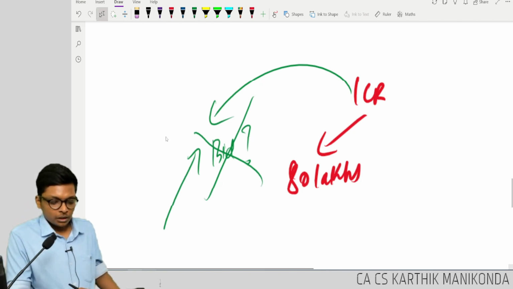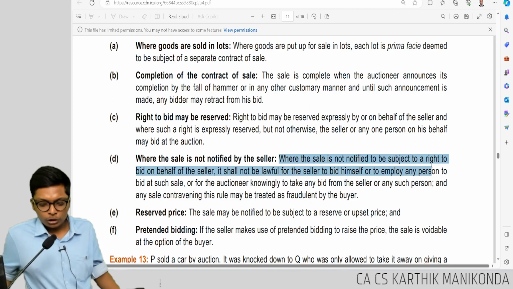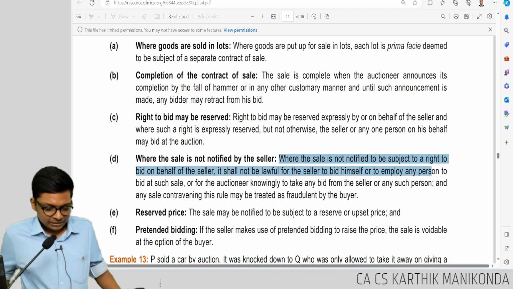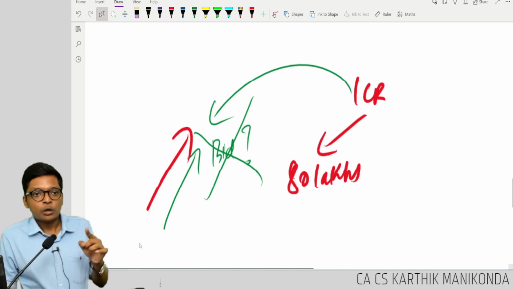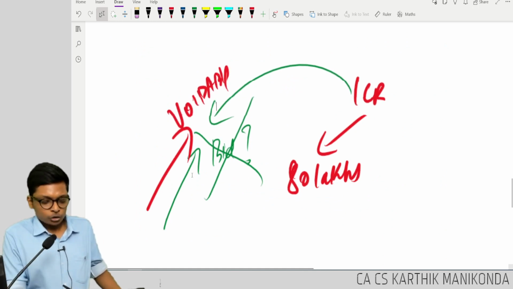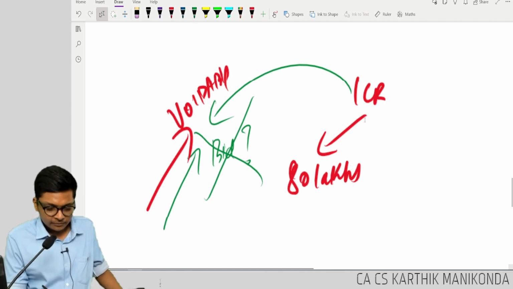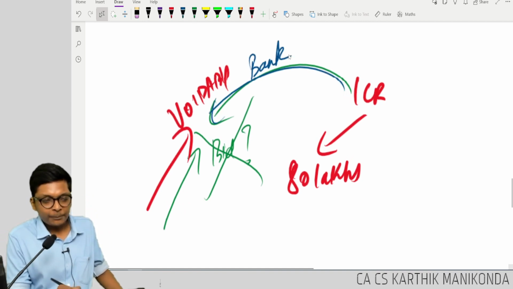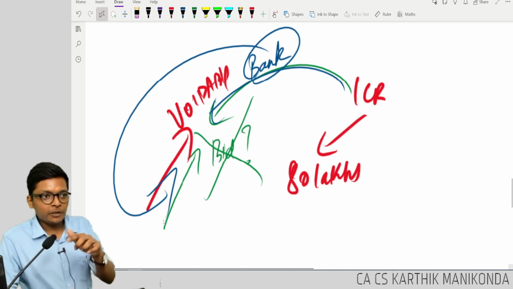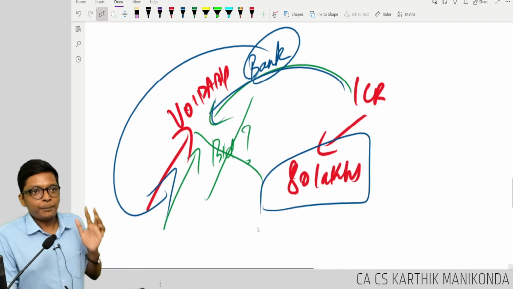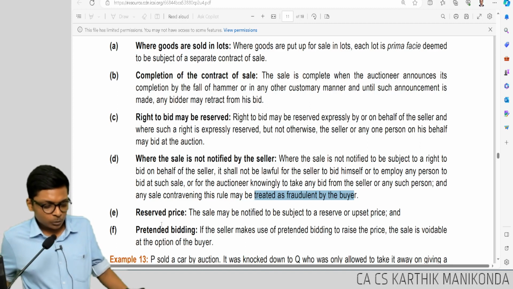But however, if you bid, what will happen? Such a contract will be voidable. Where the sale is not notified and then you make the bid, such a sale will be treated as fraudulent by the buyer. We studied in the Contract Act, fraud means voidable, correct? Fraud is voidable. So generally the seller should not bid for his own goods. Like here, who is selling this in the auction? The bank is selling. Now the bank is the seller over here for the house. So the bank itself cannot buy it unless you get consent of the parties. But if such a thing happens, then it is fraudulent, it is voidable. Are you following, guys?